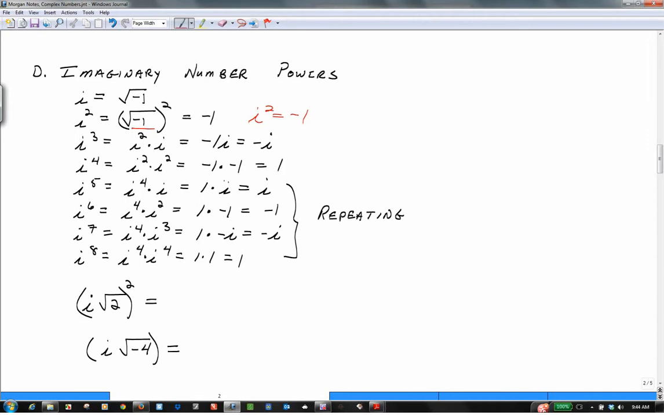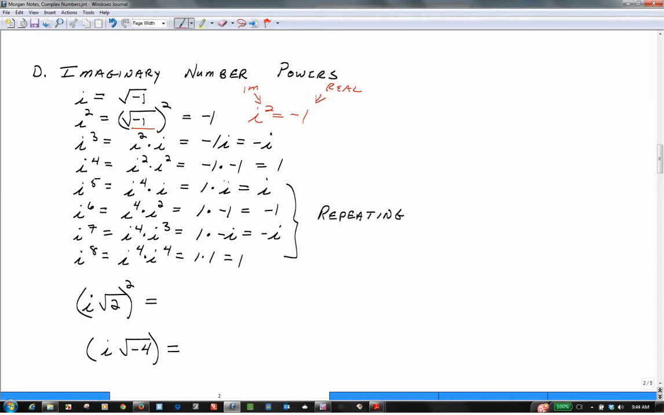Anytime you see an i squared in a problem, you can replace it by a negative 1. What's kind of interesting about that is notice that I have an imaginary number, but when I square the imaginary number, this is imaginary, so to speak, and this becomes a real number. So an imaginary number squared is a real number. Maybe that's going to help us in the future, sometimes getting rid of imaginary numbers. We'll see.